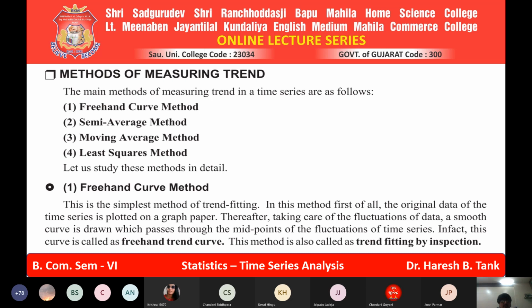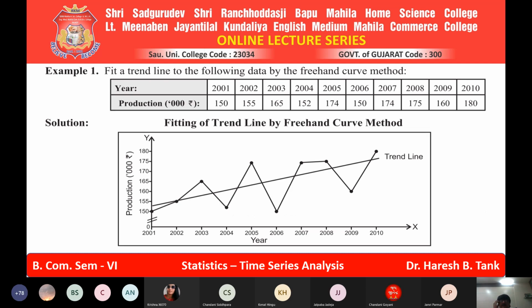Now let us see how it works with an example. The question is: fit a trend line to the following data by the freehand curve method, or graphical method. First of all, make a graph paper, draw an x-axis and a y-axis. On the x-axis, time is to be fixed. On the y-axis, naturally, all the observations. In this case, it is production in thousands, so this production is to be plotted on the y-axis.